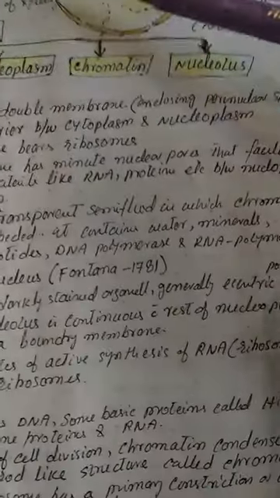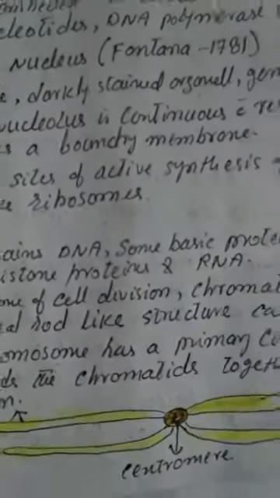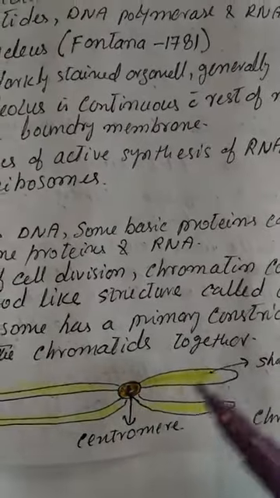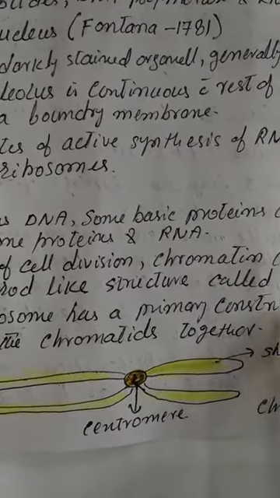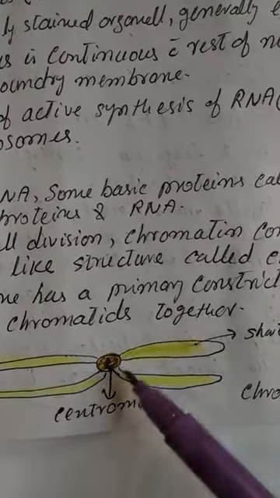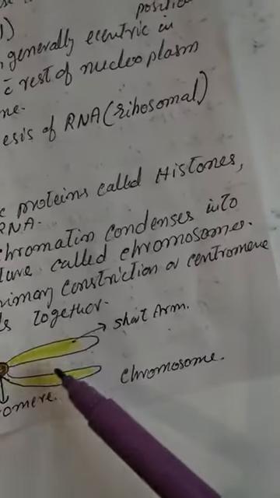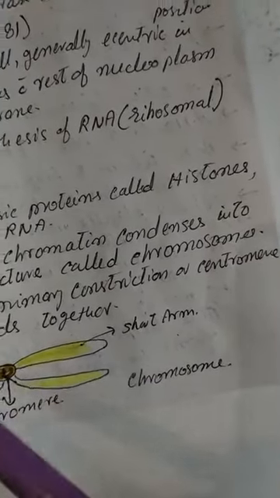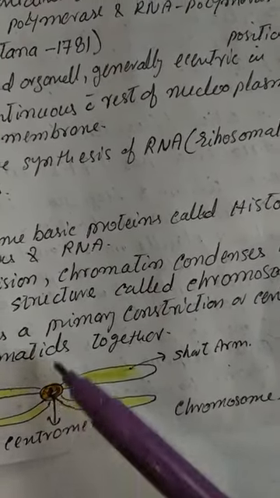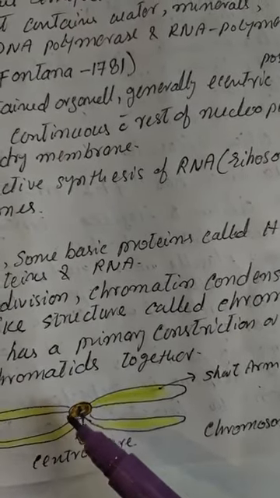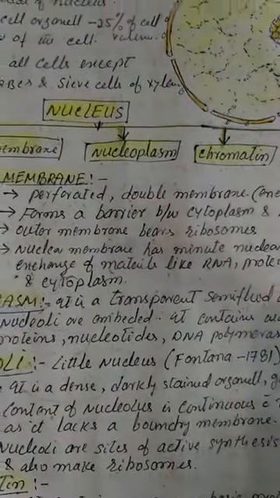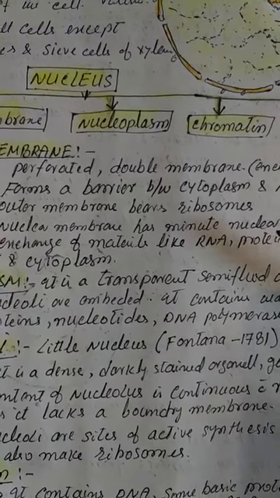Now, each chromosome, as you can see in this sketch here, has a primary constriction, or we call it the centromere. This centromere holds the chromatids together. You can see these are the short arm and the long arm. It is basically a metacentric chromosome. Depending upon the position of the centromere, the chromosomes are of different types. Now this was all about the structure of the nucleus.